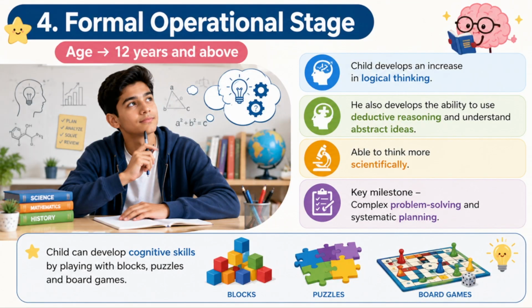The last stage is the formal operational stage from age 12 years and above. Child develops an increase in logical thinking. He also develops the ability to use deductive reasoning and understands abstract ideas. He is able to think more scientifically. The key milestones here are complex problem solving and systematic planning.